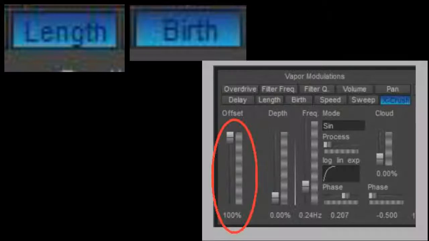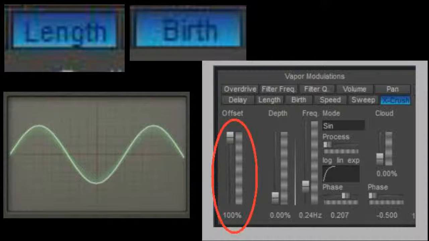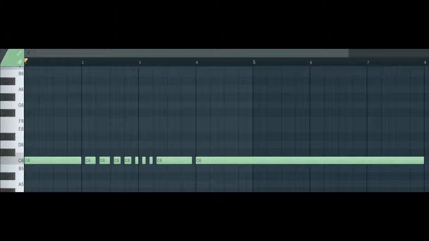Let's start with length and birth. I adjust XCrush at 100% and I choose a sine wave as the grain's content. It should show the goings-on more clearly than other, more complex waveforms. I'll apply some reverb to emphasize the changes of the sound. The sequence you hear as a kind of test tone is just a series of Cs with different lengths.